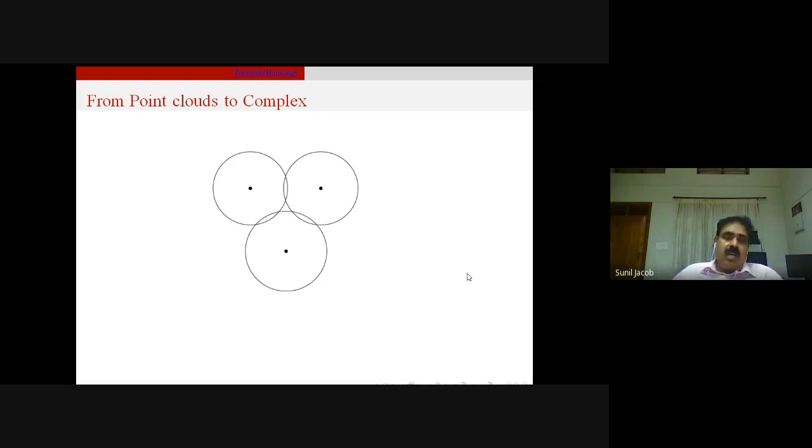Since the intersection of each pair is non-empty, there will be edges like this one. Therefore, you will get a non-filled triangle. In fact, you will get a filled triangle in the Rips complex, since all these 3 have pairwise non-empty intersections. Now, this is what you are getting.